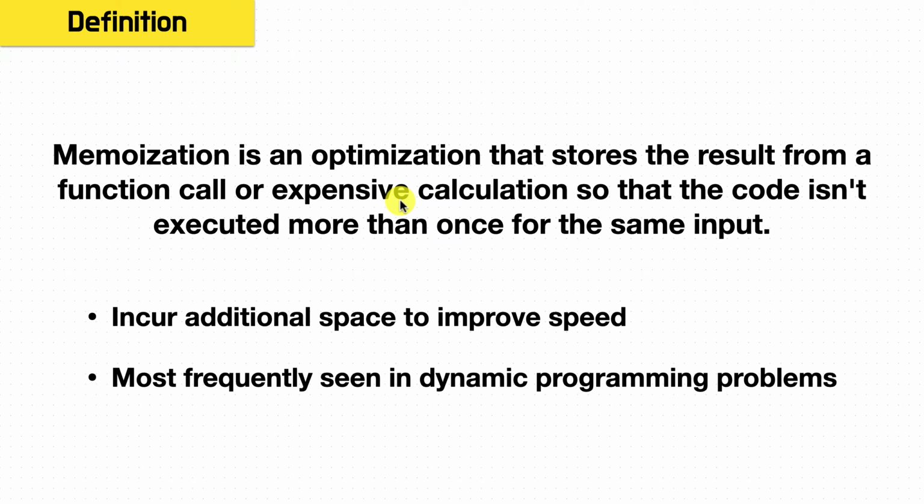So for example, if we call a function with the value 10, anytime we execute that function again with the value 10, we just return the stored value. And typically, we get this speed improvement by incurring additional space. So very often we add an additional data structure like a hash table that will allow us to store and access data very quickly. And in interviews, we most frequently see memoization with dynamic programming, where we memoize the results of overlapping subproblems to speed up our solution.